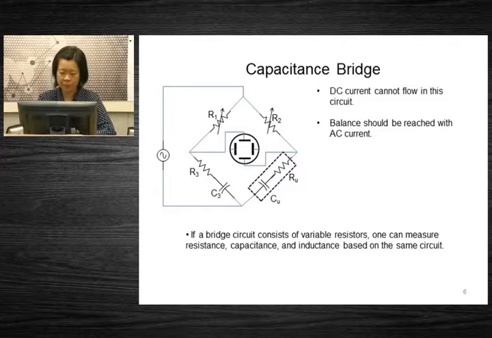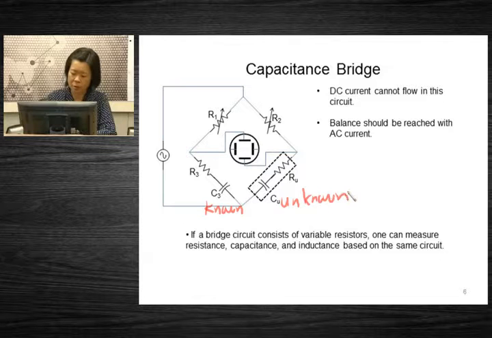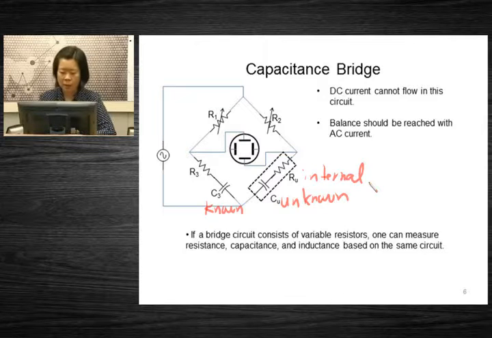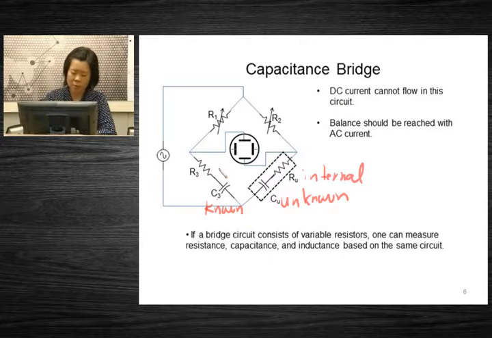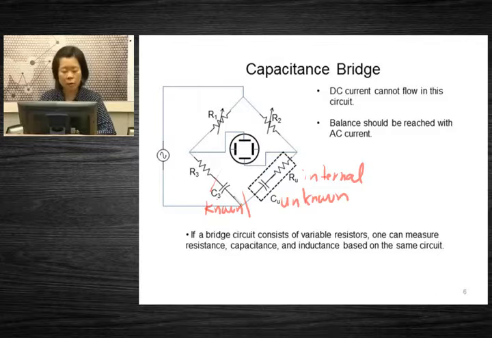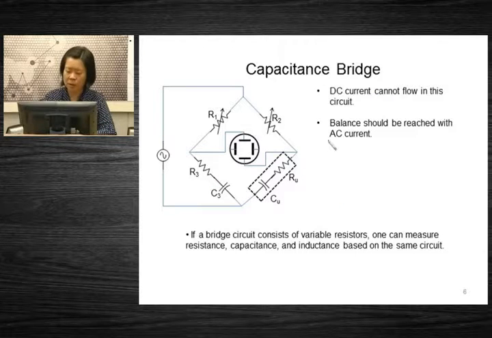Capacitance bridge. In this case we have a known capacitance and an unknown capacitance in the bridge. And sometimes the capacitance can have internal resistance. Now, DC current cannot flow in this circuit. Once DC current flows, it will fill the capacitance, and then these two arms cannot allow current flow anymore. So DC current cannot flow in the circuit. That means balance should be reached with AC current.